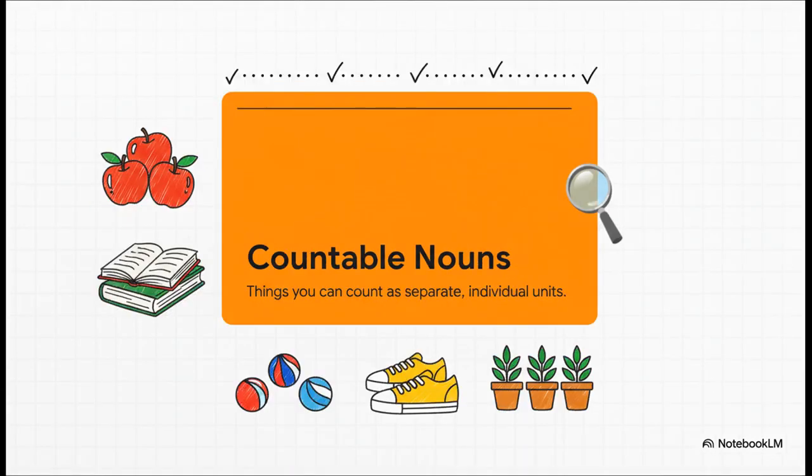And then, on the flip side, you've got countable nouns. And yep, they're exactly what they sound like. They're separate things you can literally point to and count. 1 apple, 2 apples. 1 book, 2 books. Easy, right? Each one is its own unit.